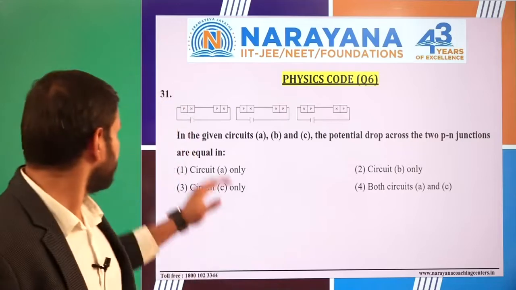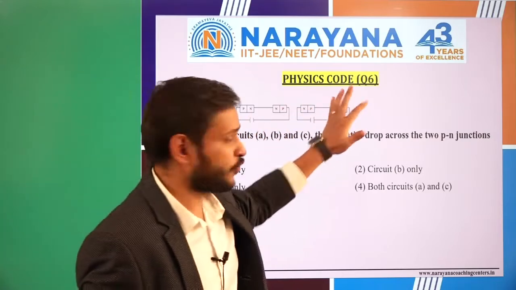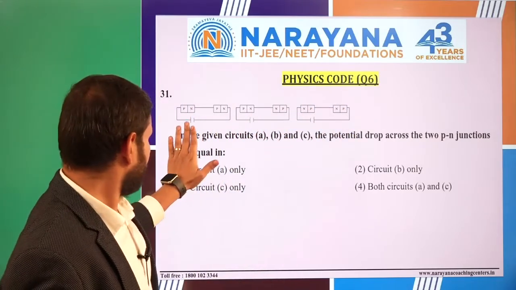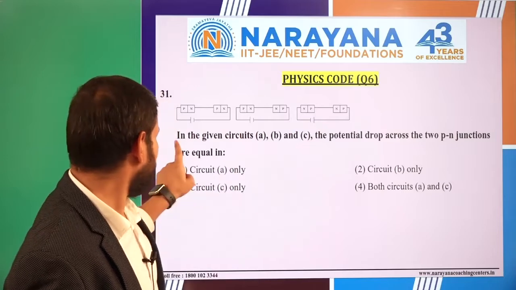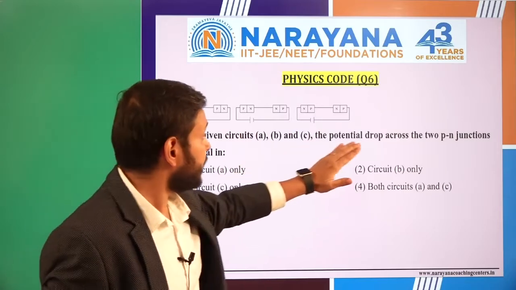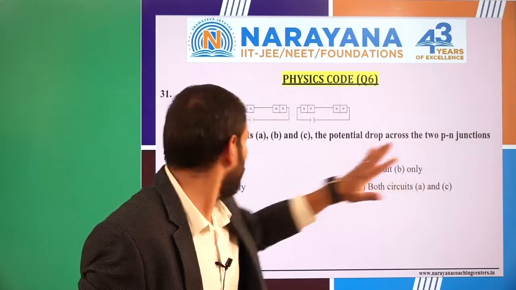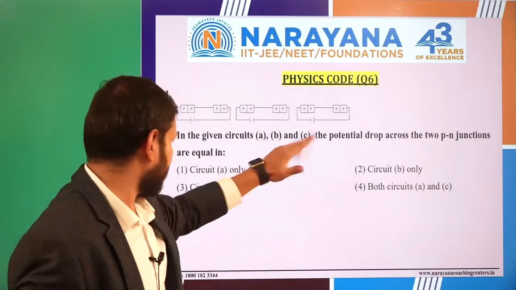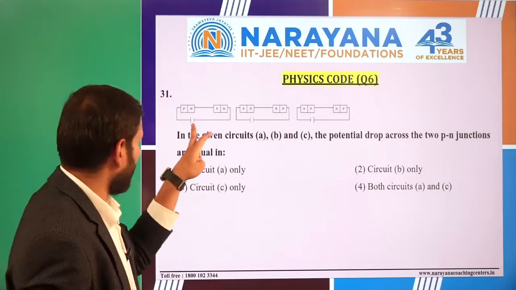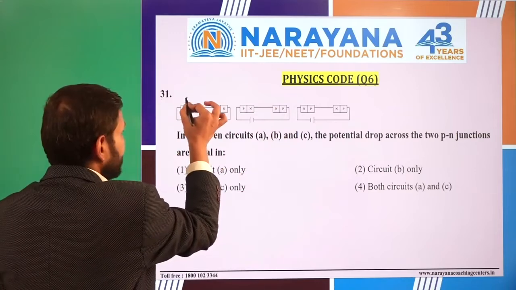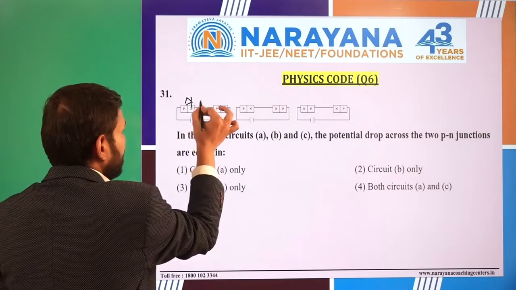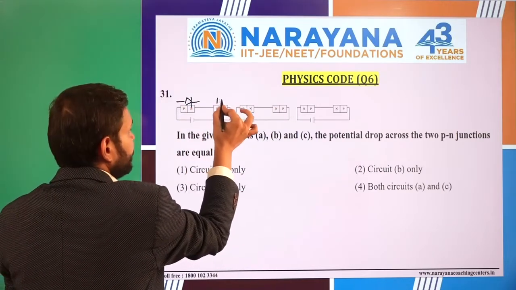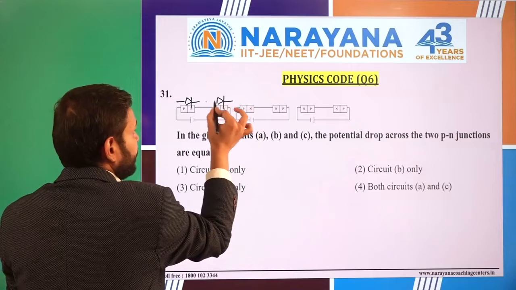So we are on question number 31 of code Q6. Now over here we have given three figures A, B and C, and in the given circuit A, B, C, the potential drop across the two PN junctions are equal in which circuit. So over here we can see in the first one, the two are basically acting like a diode and they are basically forward biased, right, over here.